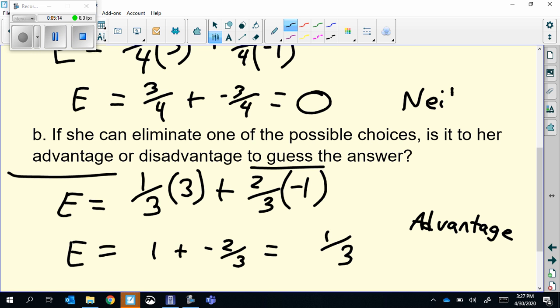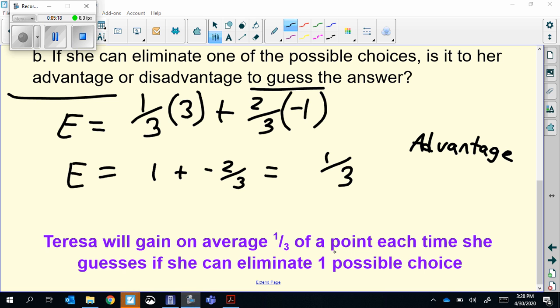And here I'll write down neither because it was a tie. So in a full sentence way of answering that question, she will gain an average of 1/3 of a point each time she guesses if she can eliminate one of the choices. That'd be a bigger advantage if she could eliminate two. We could calculate that the same way, but let's move on.